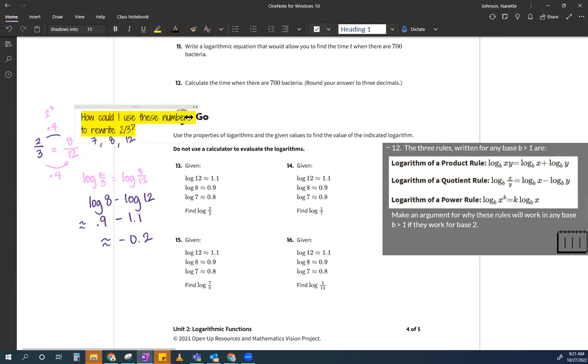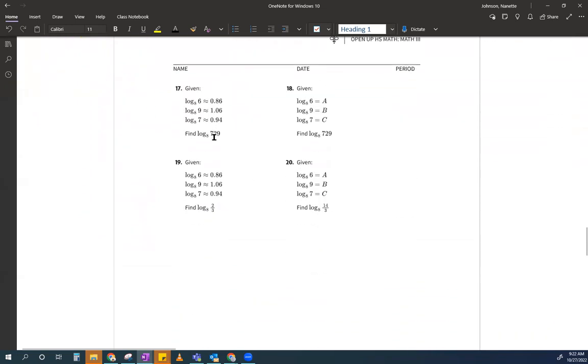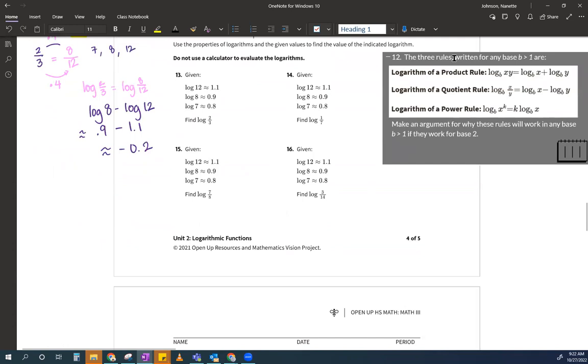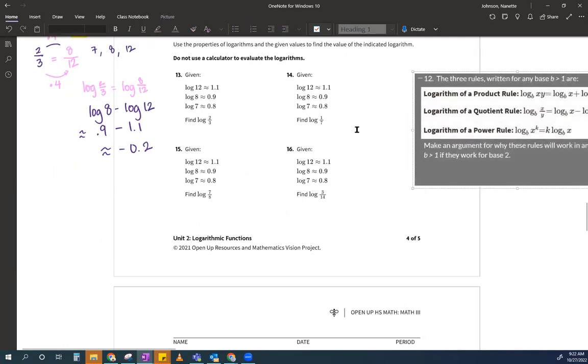Okay. So I asked you, this was my question, how could I use these numbers over here to rewrite 2/3? So that's exactly what I'm going to do over here and over here and over here and over here. So here's what I want you to practice. Let's see, what was the next number? You said 16. So this one is obvious, right? 1/7. That one's obvious because we know log of 1 is always going to be 0.